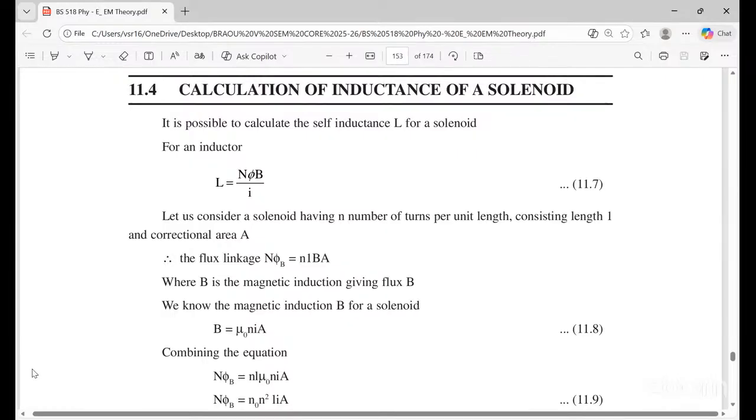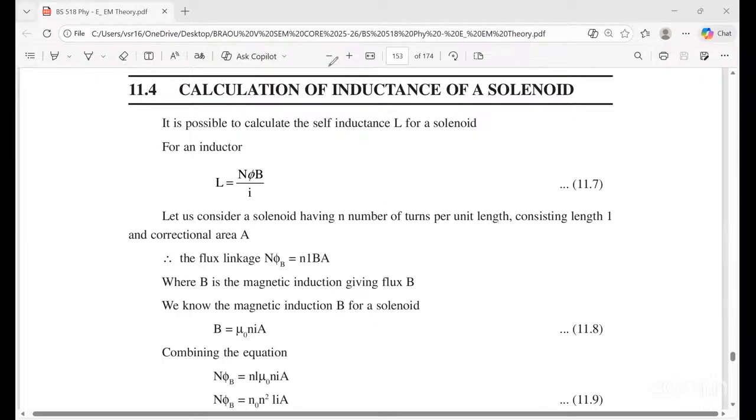So how to calculate the inductance of a solenoid? This is an essay question, not a short question. Combined, they are going to ask: define self-inductance and derive the equation for the self-inductance of a solenoid. That is the question.